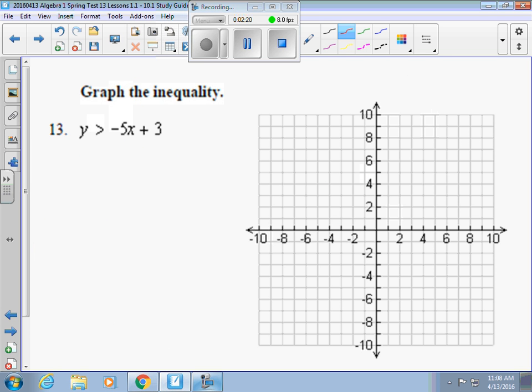Number 13 tells you to graph this inequality. It's nice and neat, and in y equals mx plus b form. So it's in slope-intercept form. It shows us two things. It shows us the slope, and it shows us an intercept. The first thing it shows us is a b value, where to begin. On your y-axis, you intersect at 3. So you're beginning right there at 3.